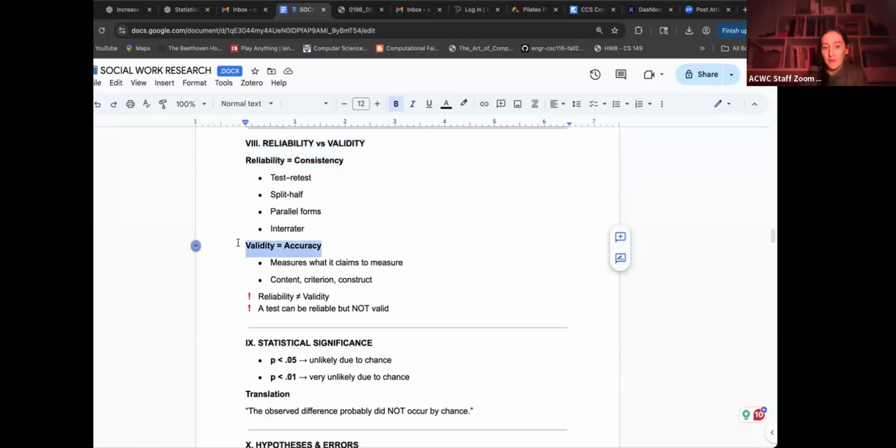Validity is something totally different. That's accuracy. I'm expecting this to be chocolate. Is it truly chocolate, or is this peanut butter? Is it accurate?